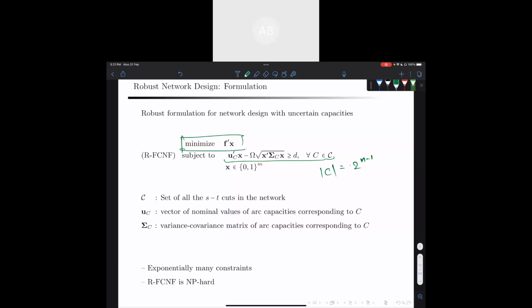right? So while our deterministic version of the problem was already NP hard, now I'm also dealing with exponentially many conic quadratic constraints, which are no longer linear anymore, right? So what's the strategy? How do we solve this problem? Now that we have built a motivation, how do we go about solving this particular problem?